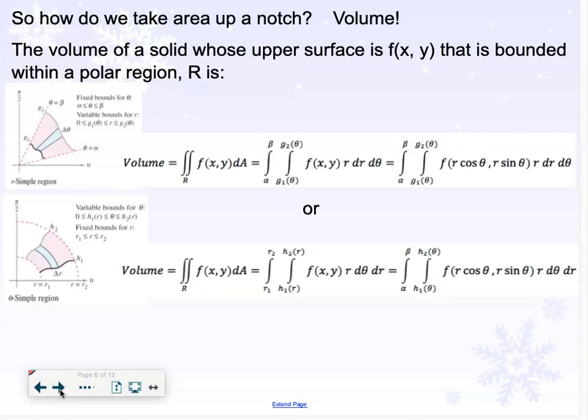If your region is bounded between two r values, where your r goes from a constant to another constant, then you'd want your r to be on the outside, because that has your constants for your boundaries. So you would have r going from a to b, this is alpha and beta, and your theta boundaries would be functions. And again, instead of r dr d theta, it'd be r d theta dr. This doesn't come up very often. This is the one you'll see way more.